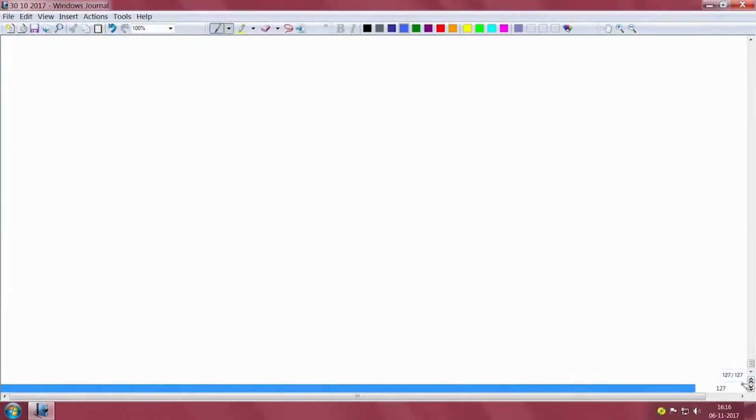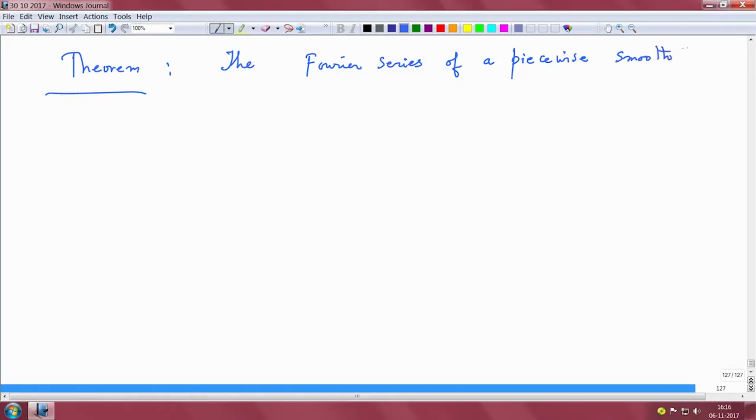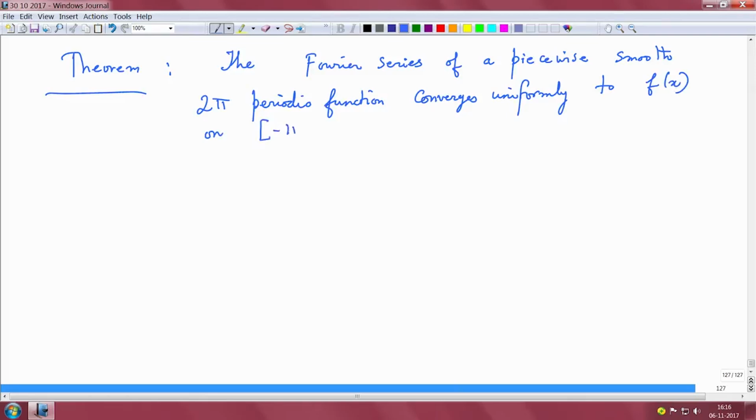Now, we have a theorem: the Fourier series of a piecewise smooth 2 pi periodic function converges uniformly to f of x on the interval minus pi to pi.